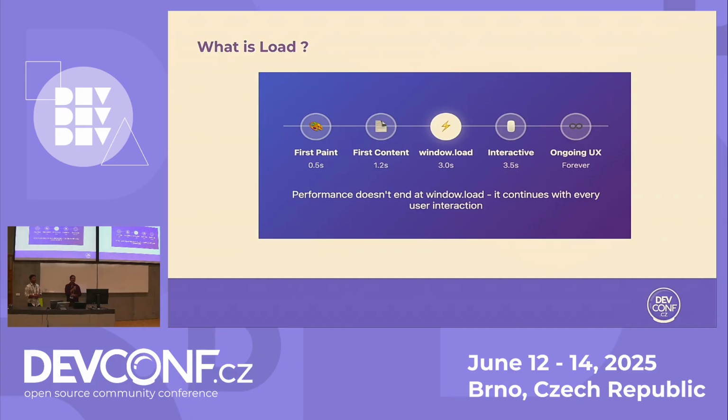The second important thing when we talk about performance and loading our websites is, what is a load? In this flow chart, it marks all the important points in the web browser. First we have the paint, we get the content served, the window is loaded, it's interactive, and then the ongoing UX forever. It's an umbrella in which I am trying to point out that users will use any functionality of your web app. So performance is not just a window load. It is the whole experience that the users see.